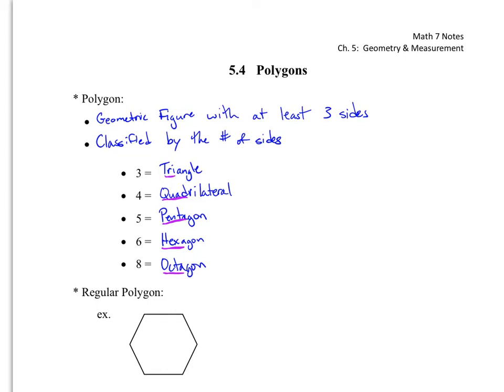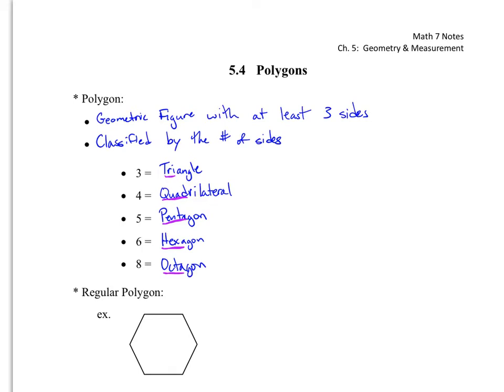10-sided figure is a decagon. 11-sided figure, 12-sided. There are names for all these, but really the ones you need to worry about are 3, 4, 5, 6, and 8. What's a 9-sided figure? It is a nonagon. Yeah, that's right, nonagon.